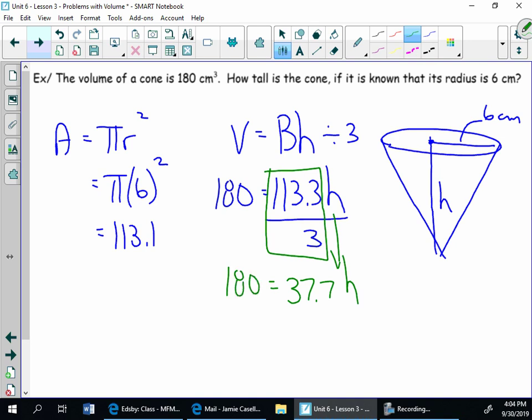I don't really want that h. I want to know what h is. So I've got to divide out the 37.7 to get h by itself. Whatever I do to one side, do to the other. And you should get approximately 4.77 centimeters.